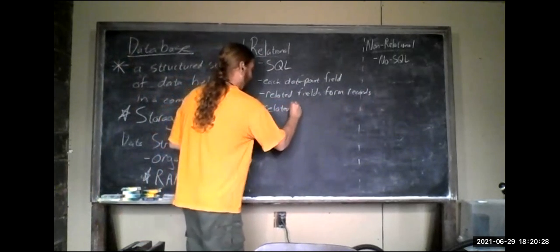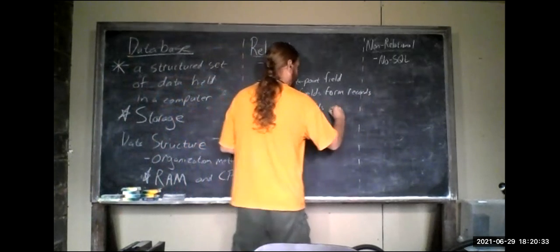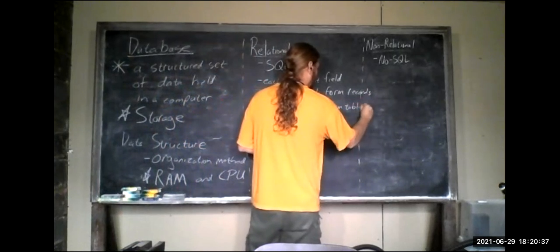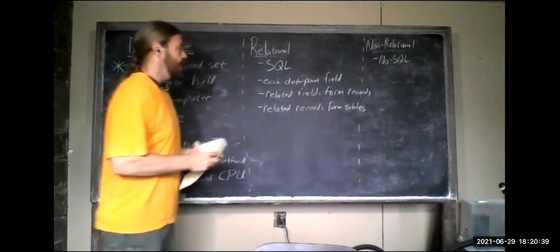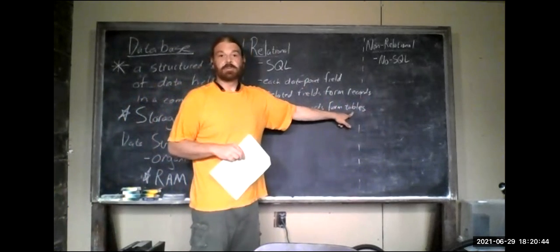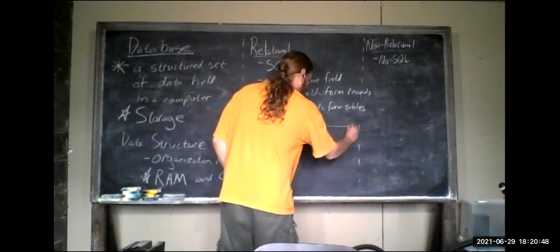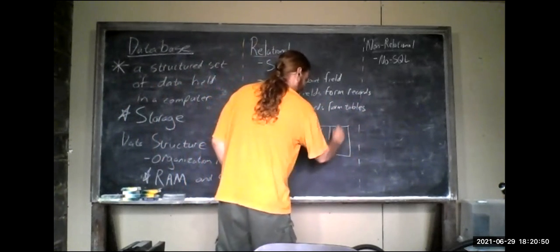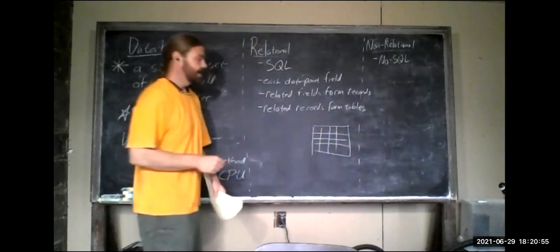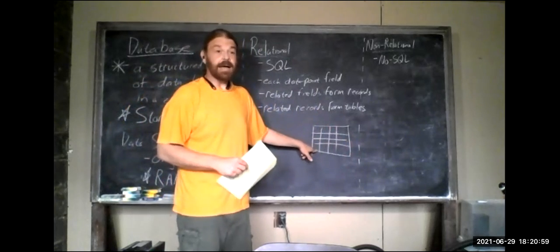Related records form tables. And with tables, we usually think about rows and columns, right? I'm going to draw a couple of them, so I'll go ahead and draw one. We usually have a bunch of columns all lined up in rows, and we organize our data that way.